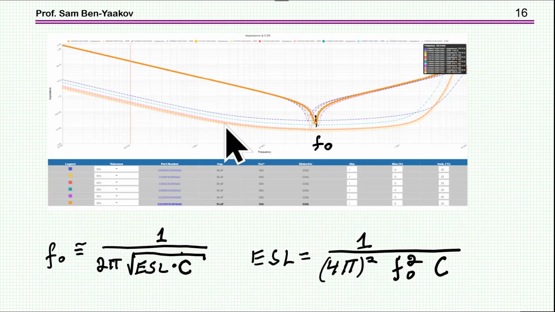Now I'm moving to the resonant frequency, which you can find from the impedance, the drop of the impedance to about the ESR, and the resonant frequency is of course equal to 1 over 2 pi square root of the inductance times the capacitance, from which you can calculate the inductance, since we know the resonant frequency and we know the capacitance.